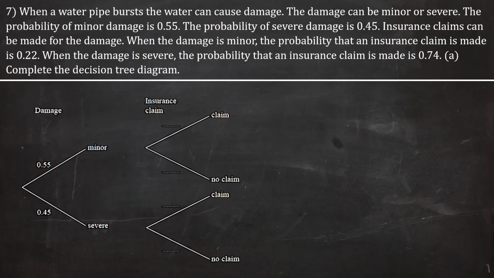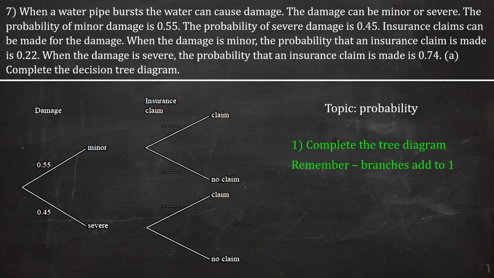Question 7, another essay. I don't know why they want to make us read so much in here, but you do it yourself. The first question is asking me to complete the tree diagram. Now, remember, branches in tree diagrams add up to 1. So the probability that if the damage is minor they get a claim is 0.22. If they add to 1, that means no claim has to be 0.78. If the damage is severe, the probability of a claim is 0.74, so the probability of no claim has to be 0.26.